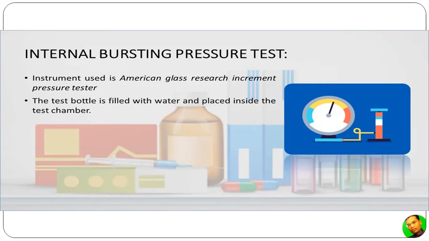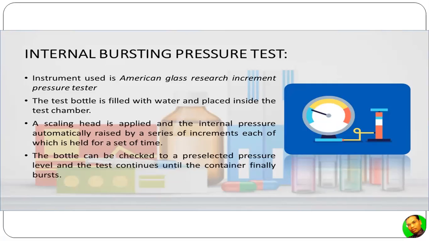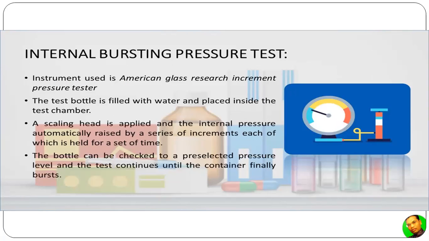The test bottle is filled with water and placed inside the test chamber. A sealing head is applied, and the internal pressure is automatically raised by a series of increments, each of which is held for a set time. The bottle can be checked to a pre-selected pressure level, and the test continues until the container finally bursts. The pressure at which it bursts is what is called the bursting pressure test.